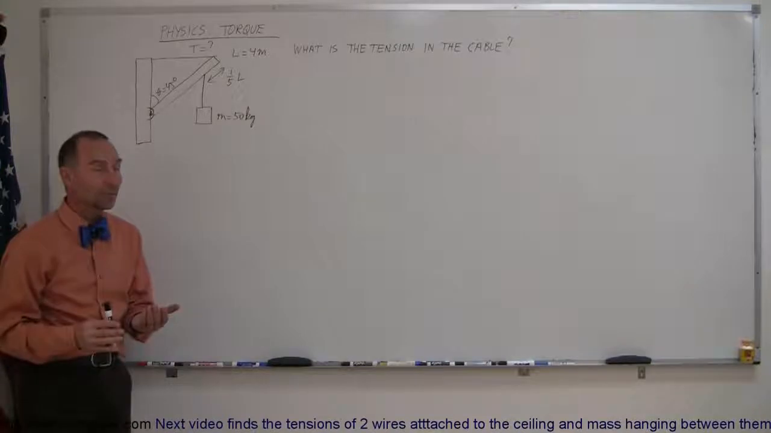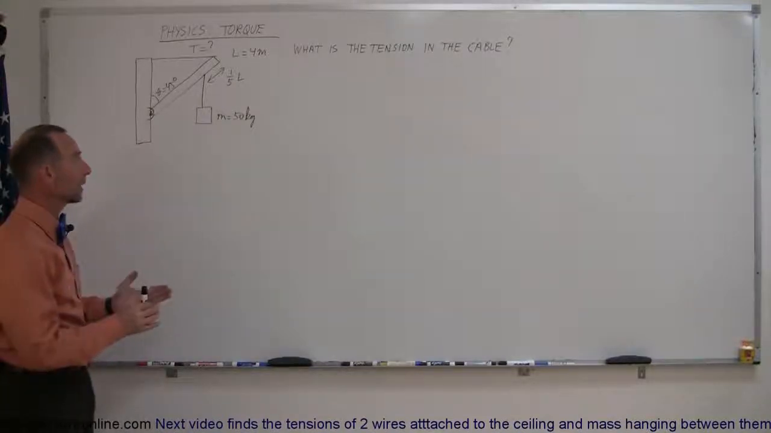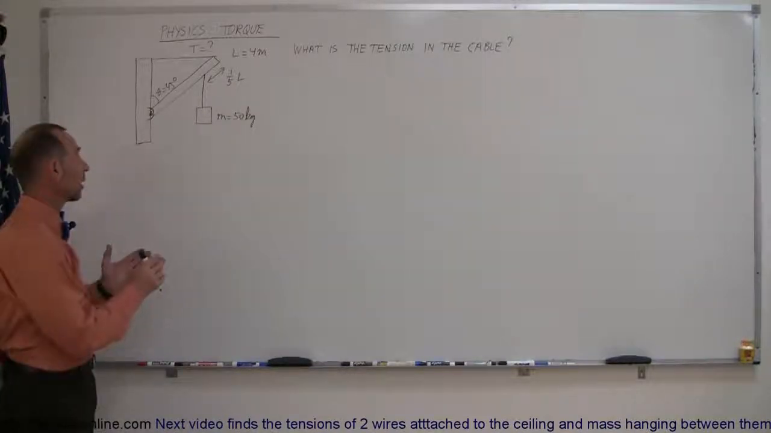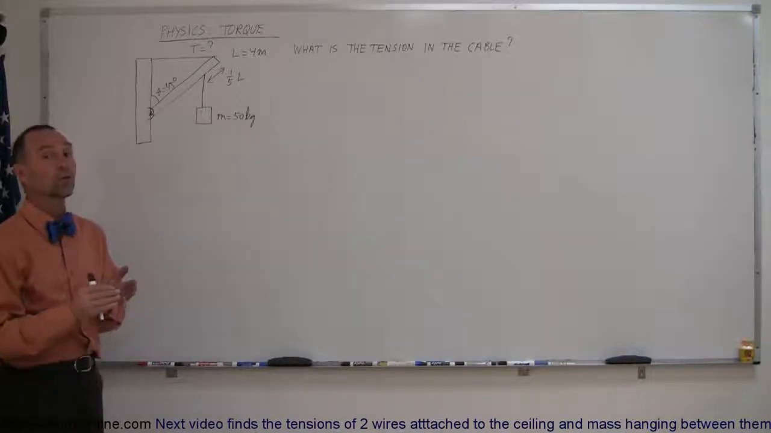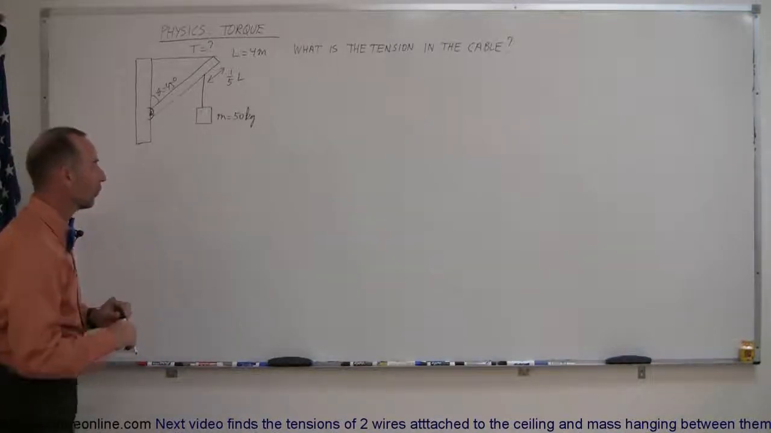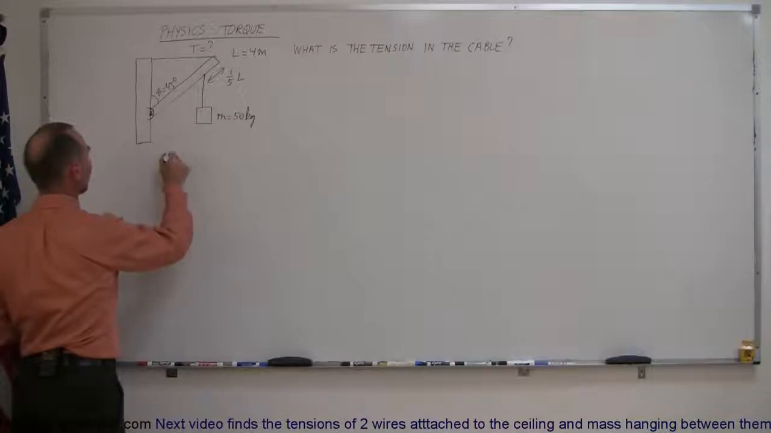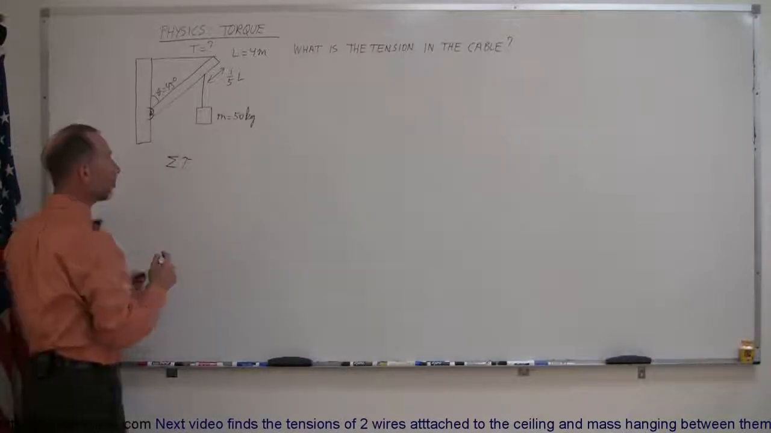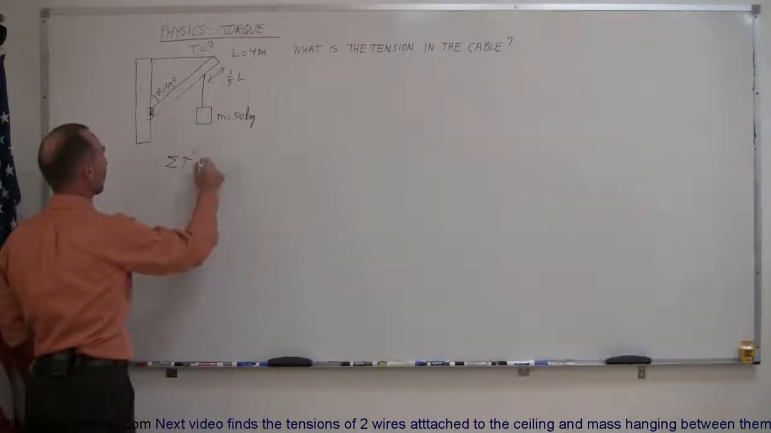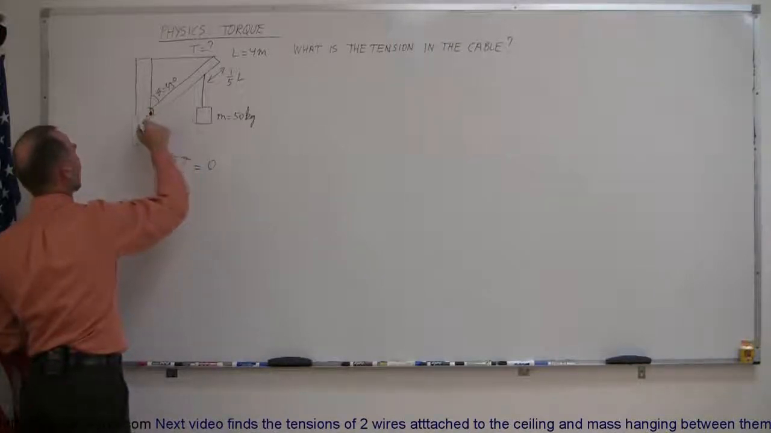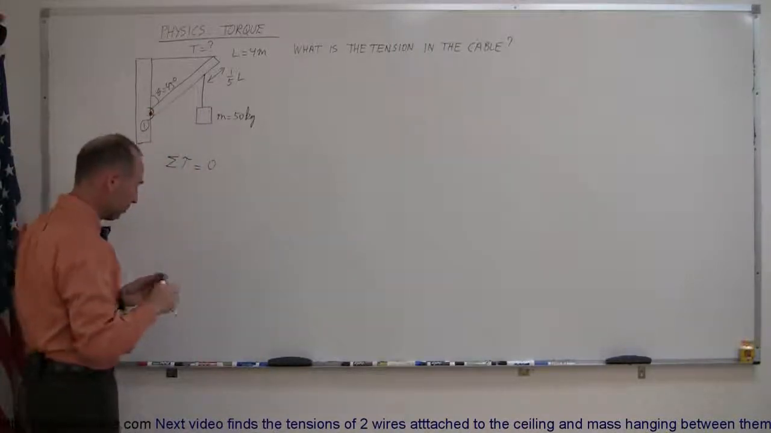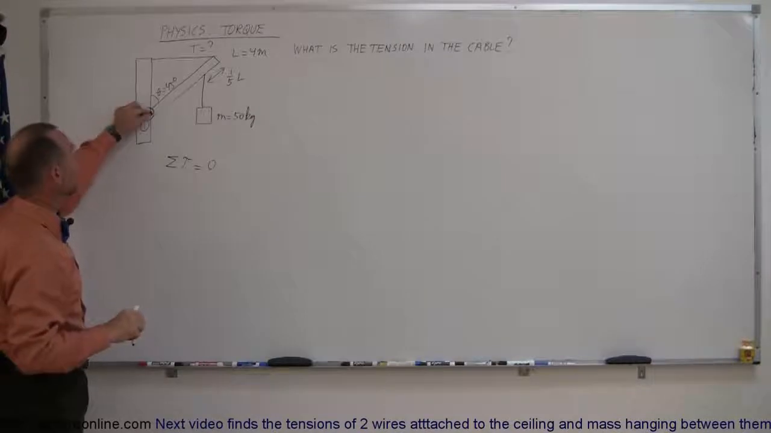Again, it's a static problem, meaning nothing is moving, nothing is accelerating. The sum of all the forces on this problem are 0, and the sum of all the torques on this problem are 0. And so the concept we're going to use here is that the sum of all the torques about a chosen pivot point must add up to 0. And I'm going to pick this pivot point right here to start off the problem. So we're going to pivot everything about this point.